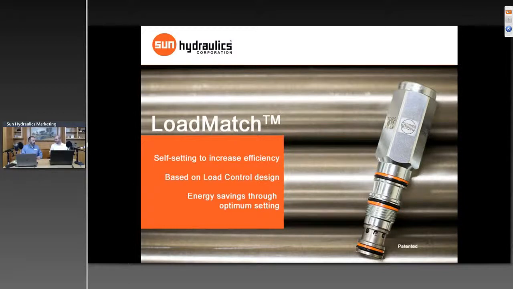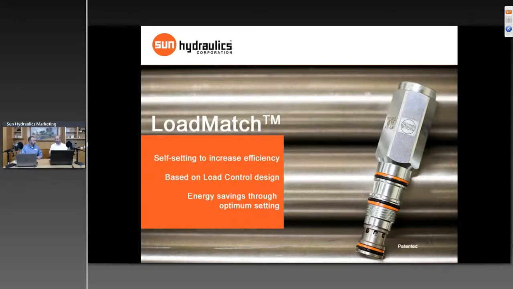Okay. However, anytime the load pressure is well below that 3,000 psi, the setting of the load match valve will reduce so that you can maintain a much smaller pressure required to open it. So it's always going to try and find this optimum setting while still giving you good control. Okay, so are you telling me that this is a good kind of valve for something that has lots of varying loads? Yes, absolutely.